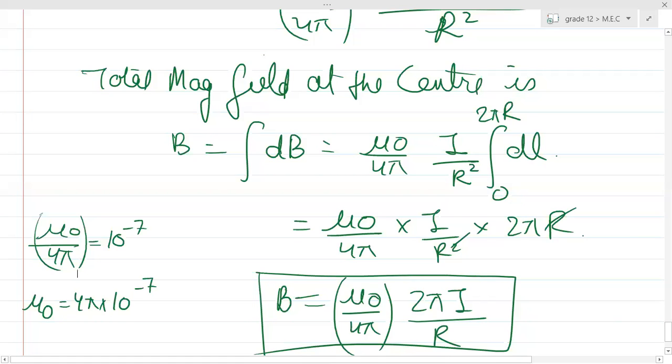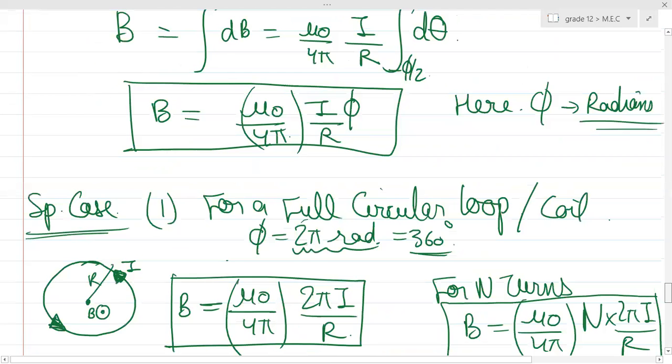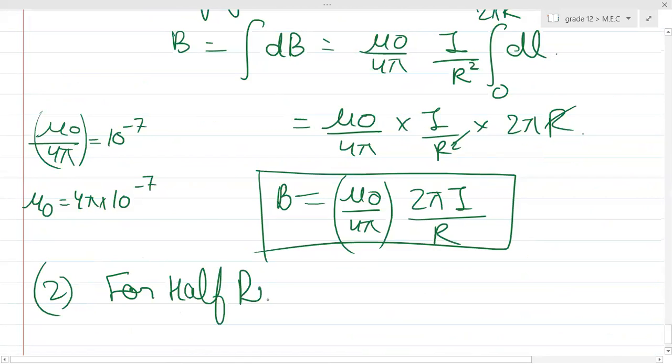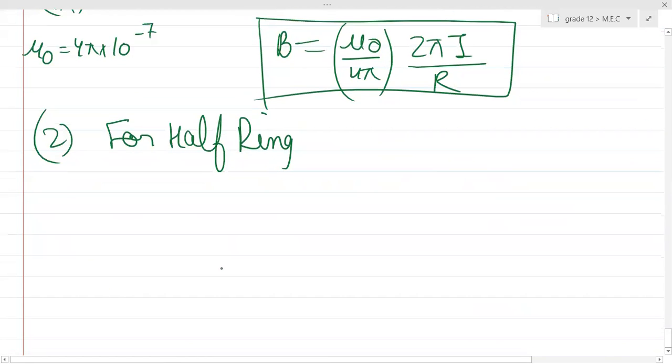This was the school level derivation. Now I'll do special cases. Special case number 1 is done. Now special case number 2, for a half ring. For a half ring, will it become like this? Suppose the current is going in this direction and I want the magnetic field at the center. What is the direction? Coming out, right? Yes, sir. The direction is coming out of the plane.